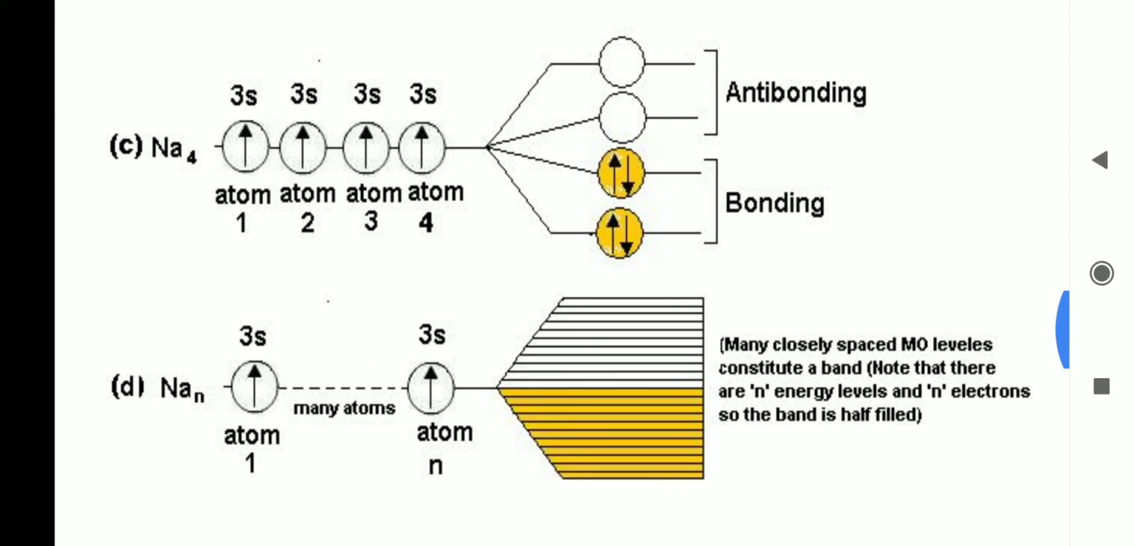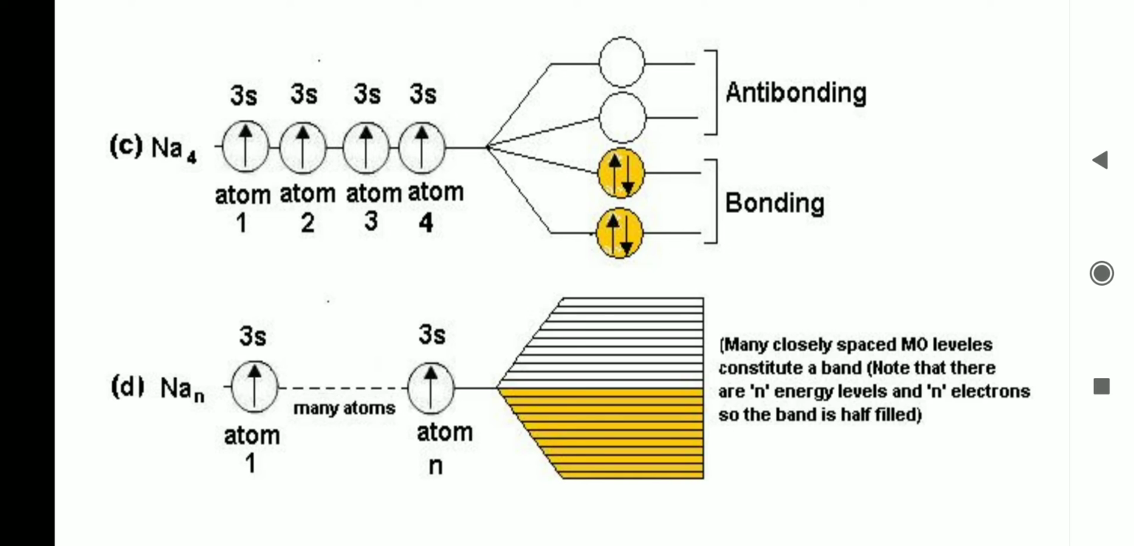Let us add another atom to the same Na3. Na3 plus one atom is Na4. So 4 atoms are going to combine. These 4 atoms each have one 3s orbital in which one electron is present. So a total of 4 electrons are present in these four 3s orbitals. Now 4 atomic orbitals are combining. The number of molecular orbitals that will be formed will be 4 only, and half of which will be bonding and half will be anti-bonding.